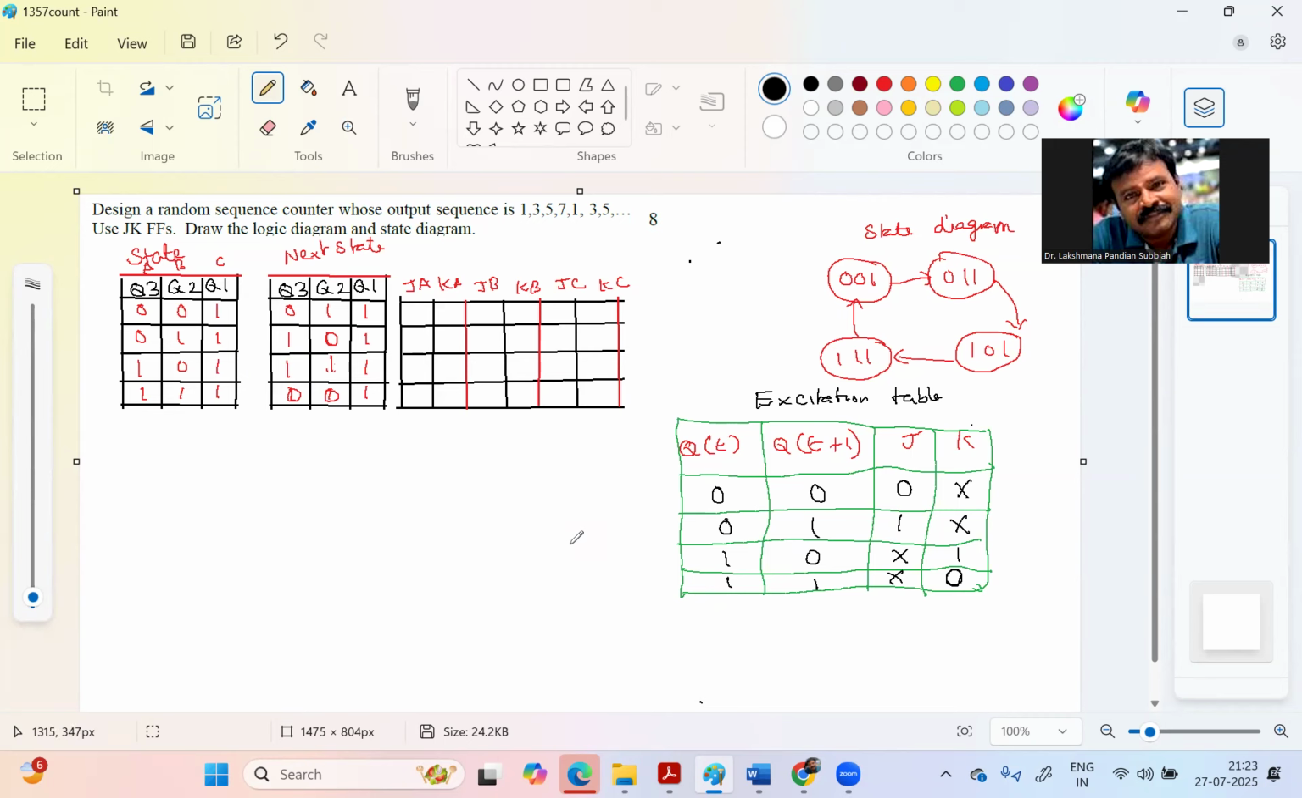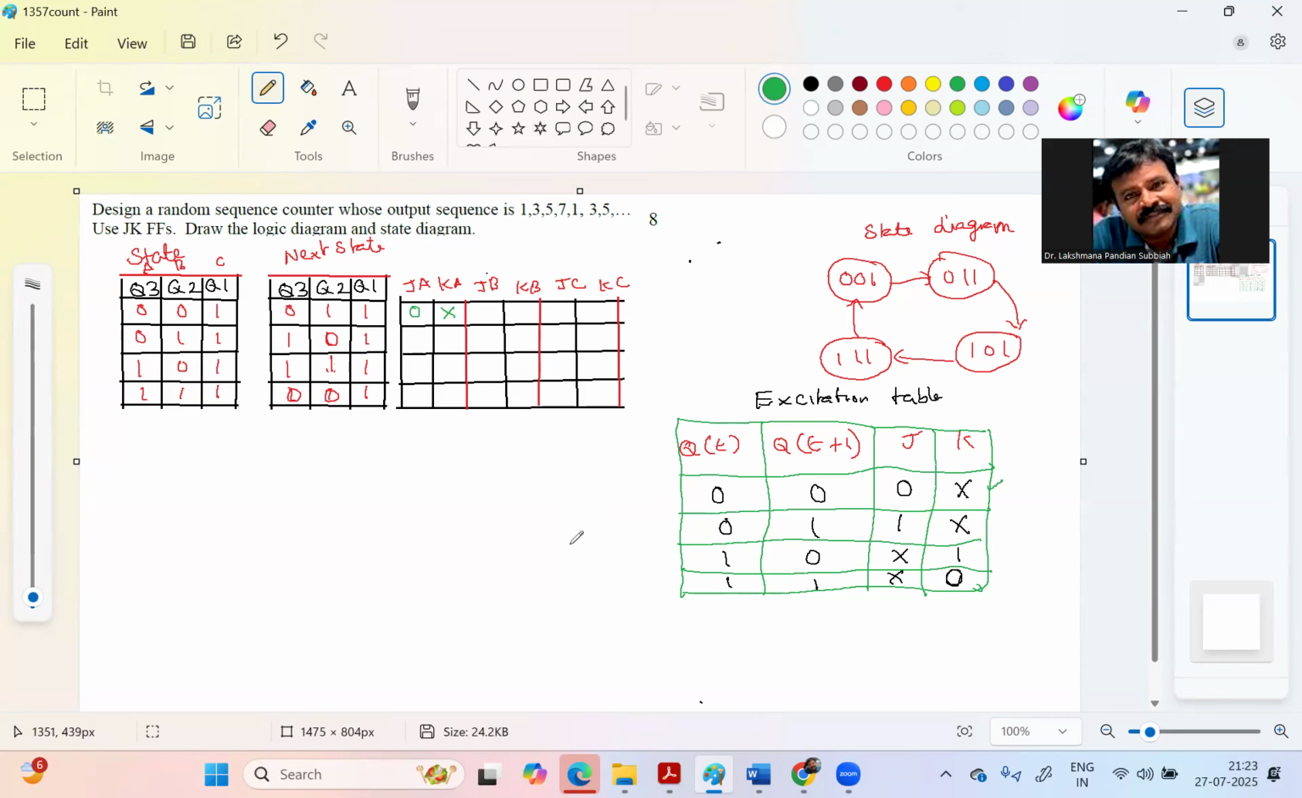Using this excitation table, you have to fill in the JK, the required inputs. That required input we have to find out here. So here you see this one: 0 to 0 is 0X. Why is it? Because it is a 0 to 0 transition in Q3, so that is 0X.